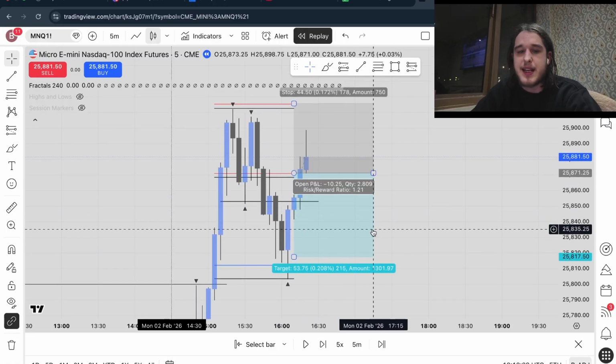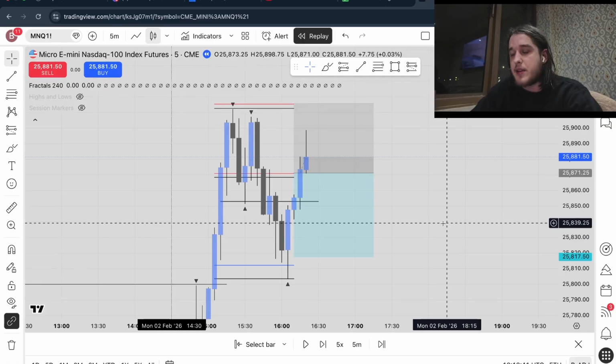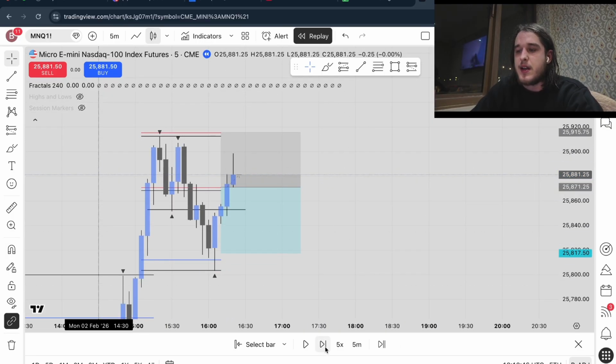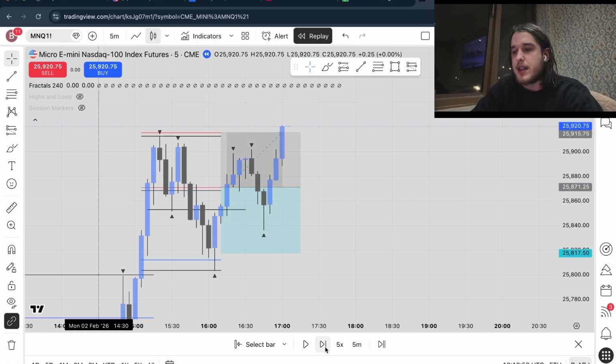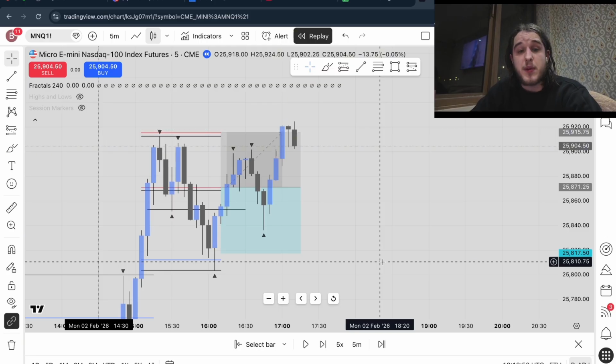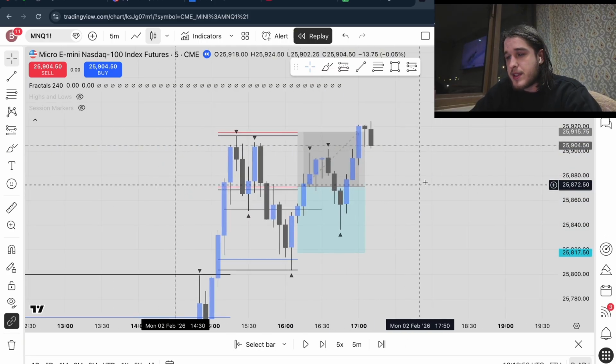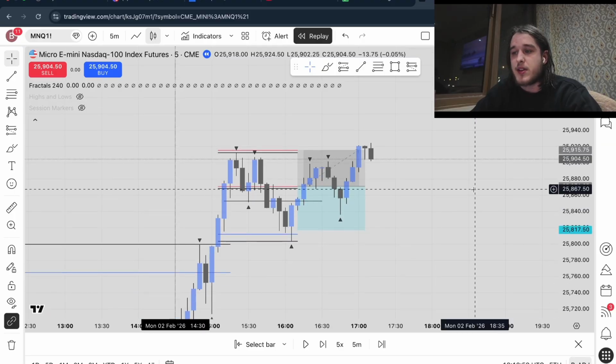And boom, we get tagged into our trade here, and it looks like we're gonna come up, boom, come back down. We get faked out that the price is going to come back down, and then we get stopped out. So that is pretty much it for this trade. There's been no other trades as of recent on the NASDAQ, so that is it for us.